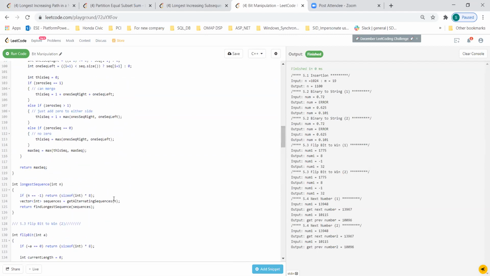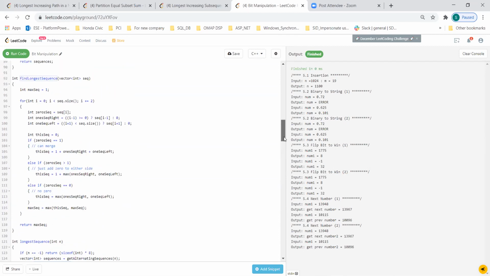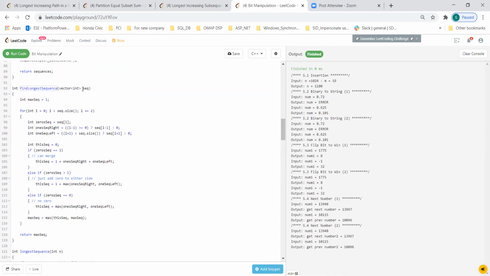And then when we get all these sequences, there is another function called find longest sequence, where the whole thing happens. Now we have this array of sequences of ones and zeros, and we walk through this whole for loop. If you see, we are hopping by 2 always, right? Because we know that the sequential values are of either 0 and 1.